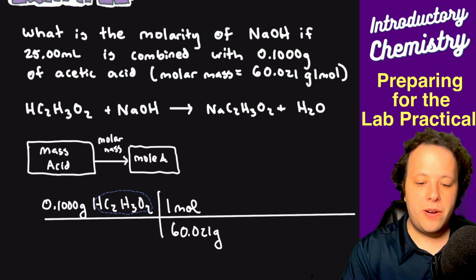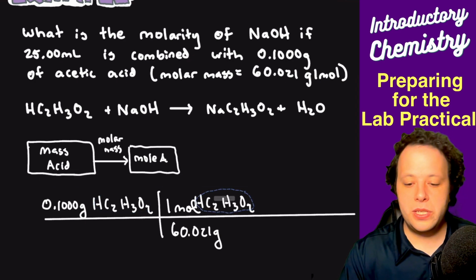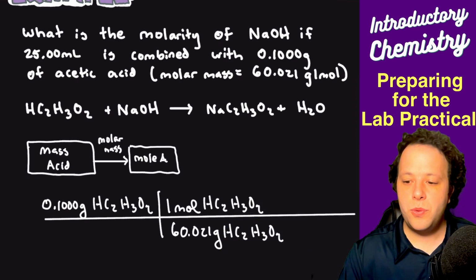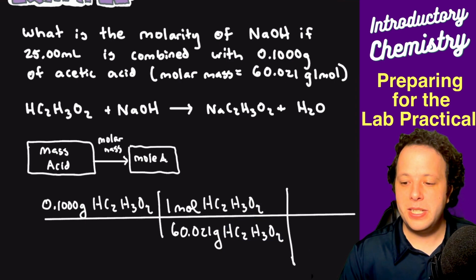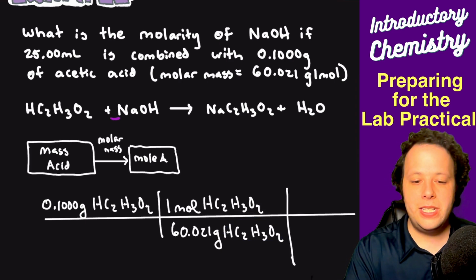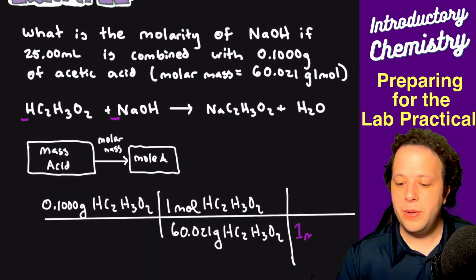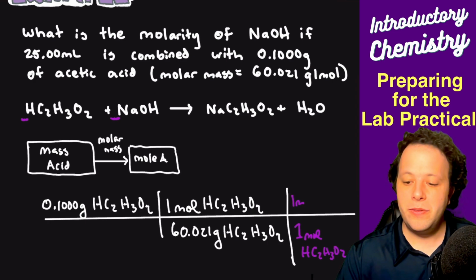Now, the next part is, how do we get to moles of our sodium hydroxide? Well, this is where the chemical formula comes into play. One thing you'll notice is that it's a 1-to-1 ratio. So what we can write is that we have 1 mole of acetic acid, HC2H3O2, and that's equivalent to 1 mole of sodium hydroxide.